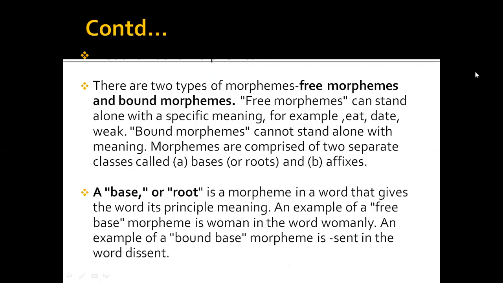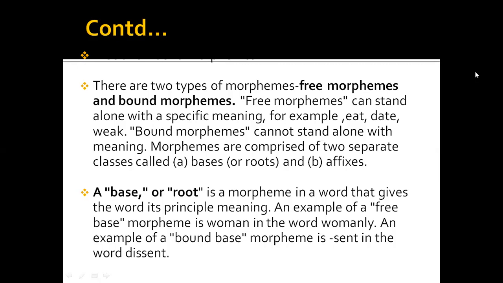There are two types of morphemes: free morphemes and bound morphemes. As we discussed earlier, a morpheme is a short segment of a language. These morphemes can be divided into two types: free morphemes and bound morphemes. Free morphemes can stand alone with a specific meaning, for example, eat, date, week. Whereas bound morphemes cannot stand alone with meaning. A word that can stand with a single meaning is a free morpheme, whereas a bound morpheme cannot stand alone as a word.